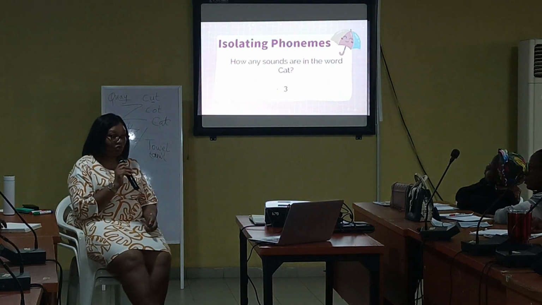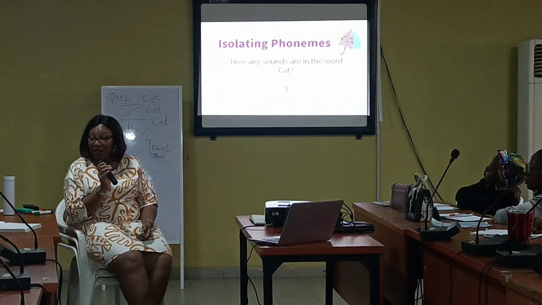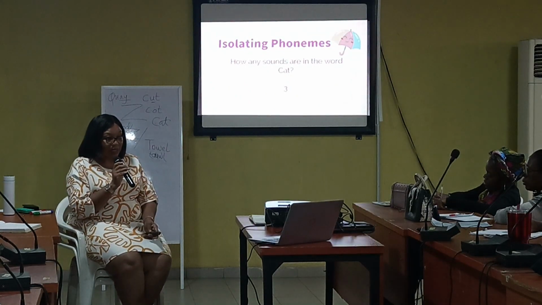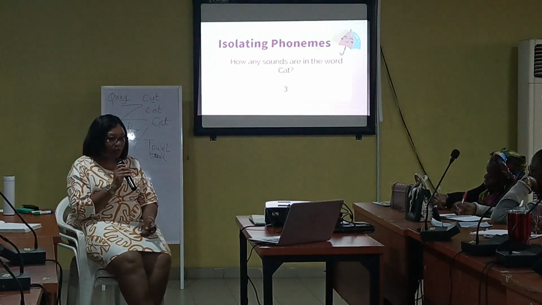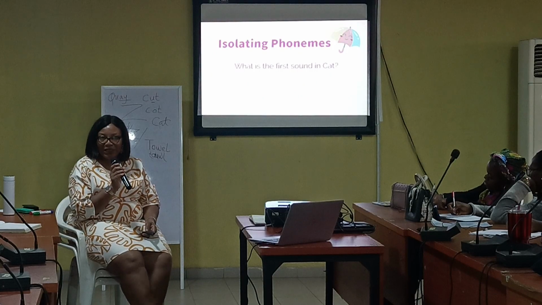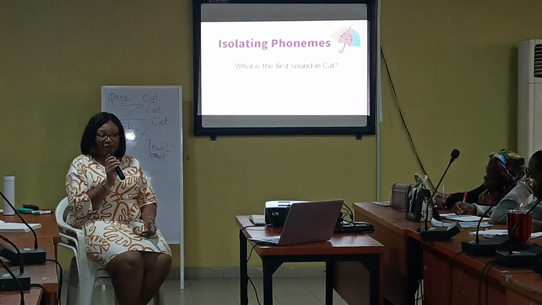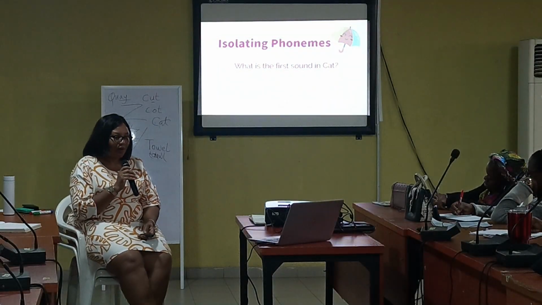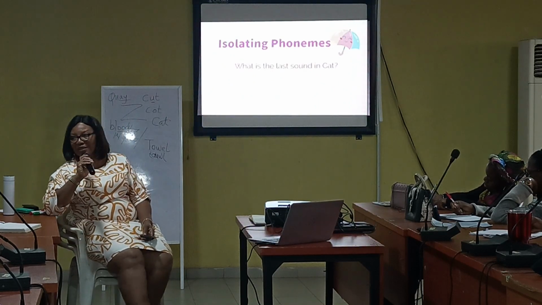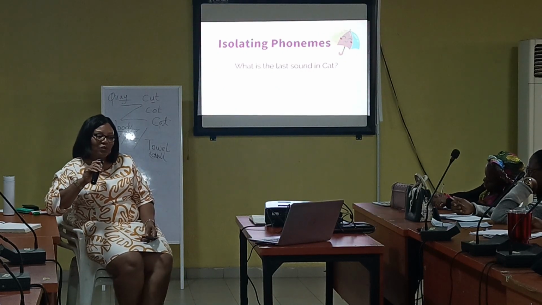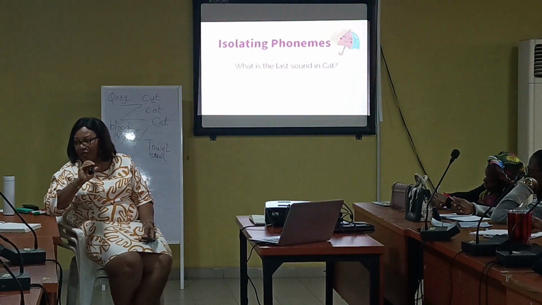These are different activities you can do with your children in the class. Write the word board and tell them how many sounds are in it. You're not asking for letters, but sounds. Okay? So how many sounds in the word? So we tell you 3. Okay. What's the first sound in the word cat? It's not C. Yeah? C is the letter. The sound is k. Alright? What is the last sound in the word cat? It's t. What if you ask the child, what's the last sound in the word cat? What would you do?